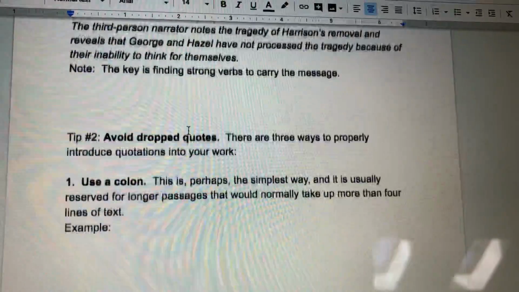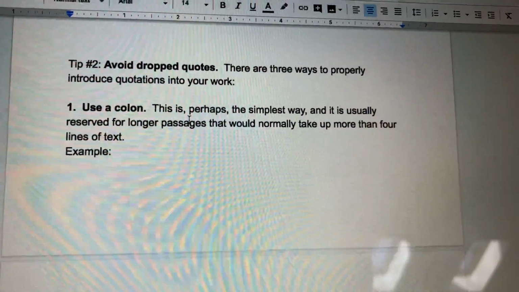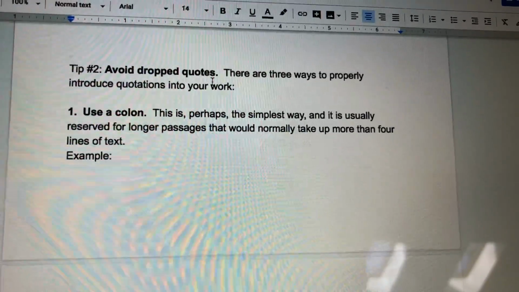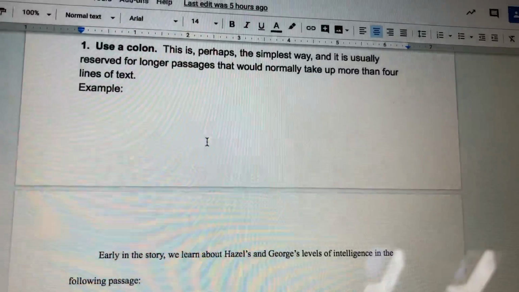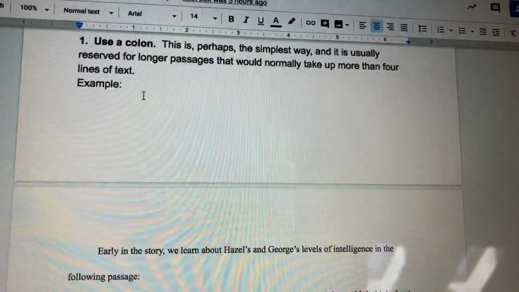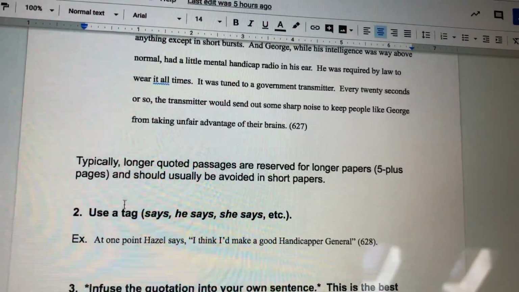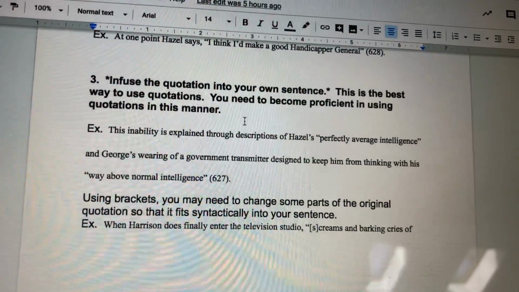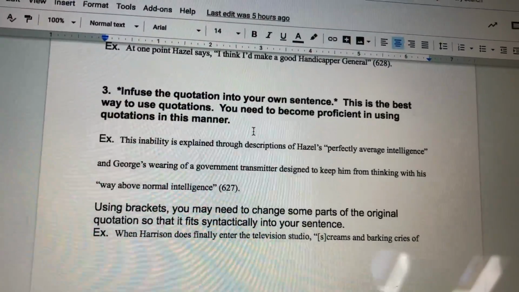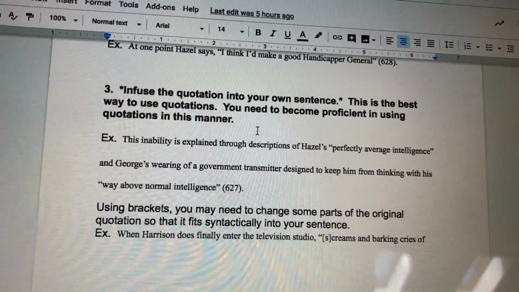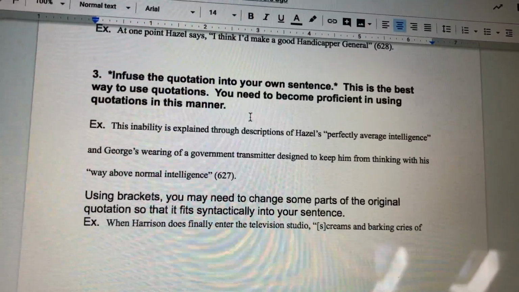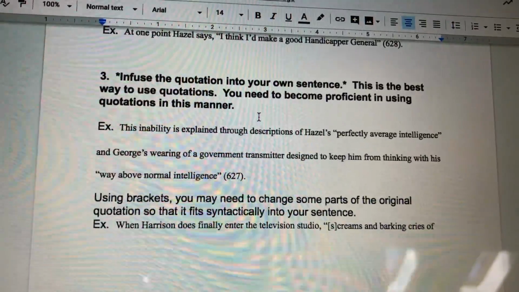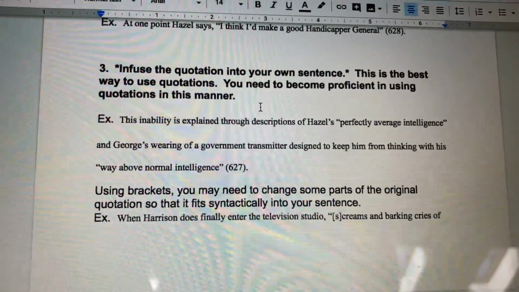The one part that I'd really like you to read through and try to get a grasp of is tip number 2, avoid dropped quotes. This gives you 3 ways. One is use a colon. Next one is use a tag. Next one is infuse a quotation into your own sentence. All right, these are 3 ways that are sort of the accepted ways of infusing quotes into your work. Okay, so I'd like you to read through that and try to get a grasp of that as well.